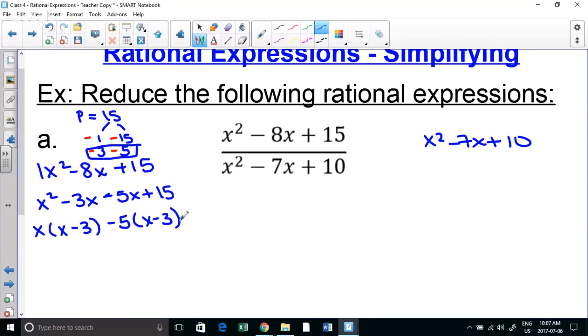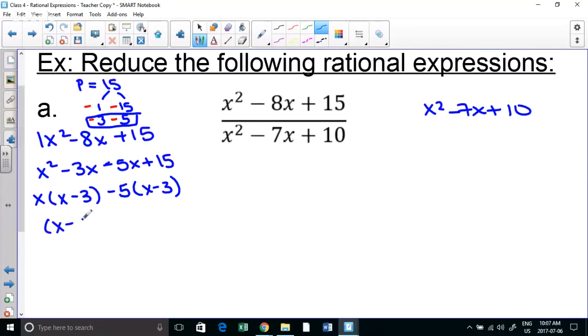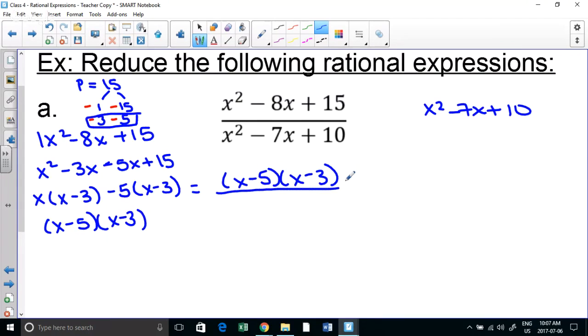I'm going to be doing these steps really quickly now because our focus is on the rational expressions. If at any point you need clarification, please feel free. So we have x minus 5 at the top, x minus 3. So those are our top factors. We're going to do the same thing here.